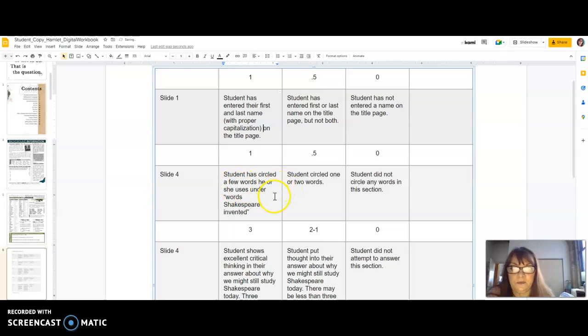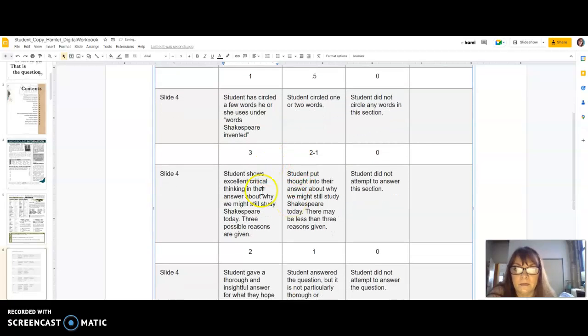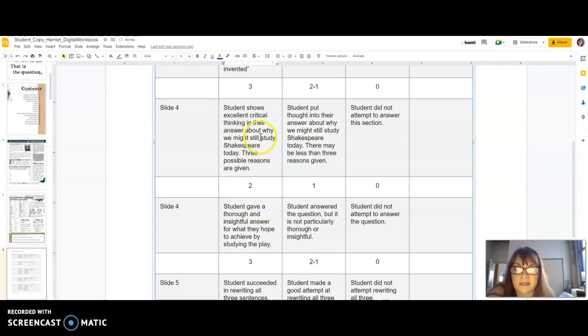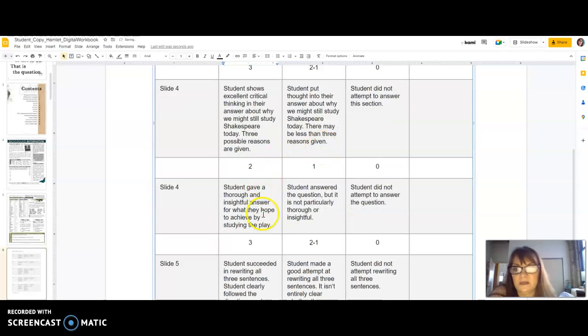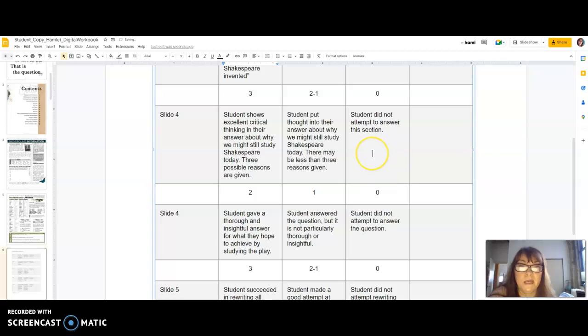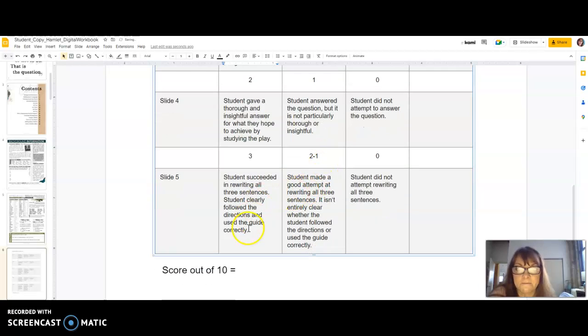On slide 4, you have circled a few words you use under the word Shakespeare invented. You show critical thinking in your answer about why we might still study Shakespeare today. You're going to get your best points if you use excellent critical thinking and your own words, and you give 3 possible reasons. You get 2 or 1 point if you put some thought into it, but you didn't give 3 reasons. Remember, the minimum requirement was 1 reason. You gave a thorough and insightful answer about what you hope to achieve by studying the play, right? You put some effort and thought into it. You're going to get some points for that.